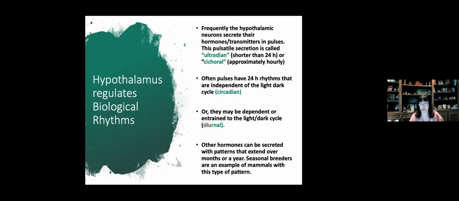Now, there are other rhythms that are entrained to the light-dark cycle. Those are called diurnal, and we'll talk about how that happens. And then there are rhythms that are secreted in seasonal patterns, in seasonal breeders, for example. When the days are longer, you'll have breeding in order for the young to develop under warm conditions and when there's more food. So the hypothalamus does all of this.